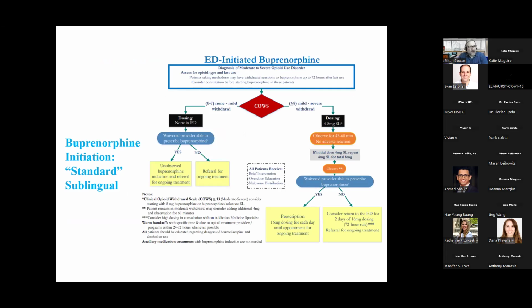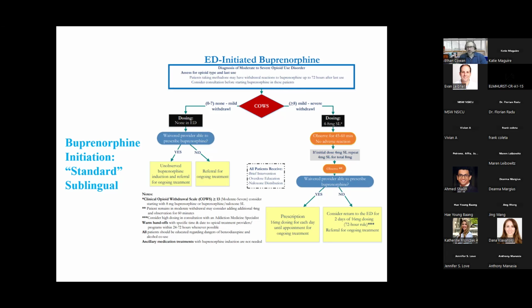This is a standard, widely used ED-based protocol for treatment initiation. Here again, if patients are not in adequate withdrawal, and by adequate withdrawal I typically mean a Clinical Opioid Withdrawal Scale of 8 or less, those patients just go home with a prescription and do a home initiation, just like I showed you in the prior slide. If they've got withdrawal, a Clinical Opioid Withdrawal Scale of 8 or greater, those patients can be initiated in the ED or in the inpatient setting. And here we tend to go with a little bit higher doses.